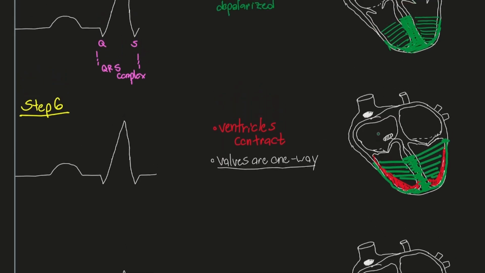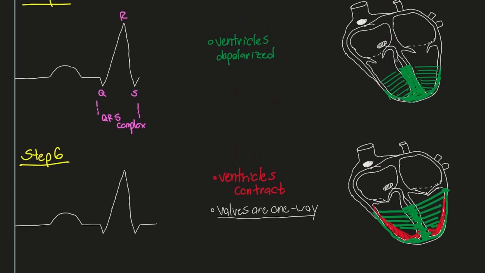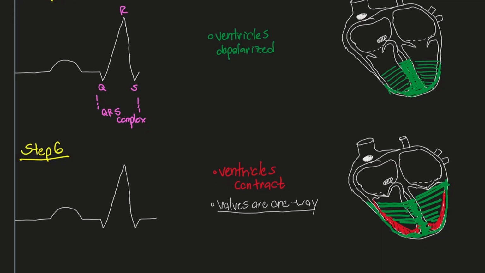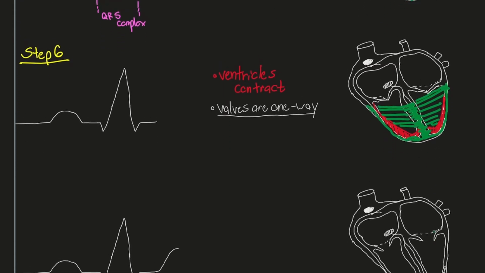So if we try to look at our step 5 and our step 6, we can see our step 6 is much higher up these ventricles. It's not as low here. This is because our ventricles, yes, they're depolarized in step 5, but in step 6, our depolarization event is conducting through the ventricles, and that is what's causing our ventricles to contract.